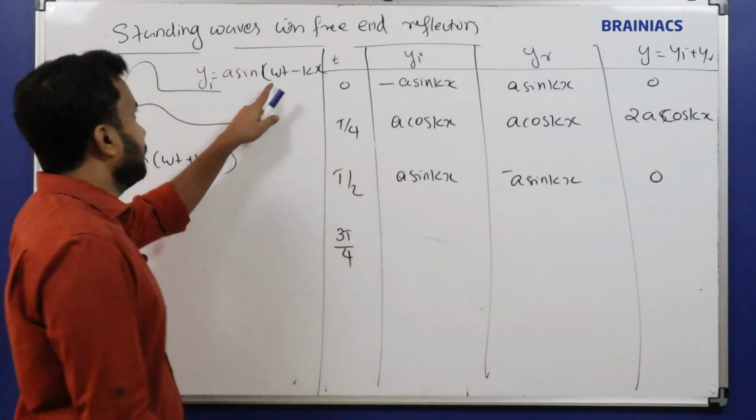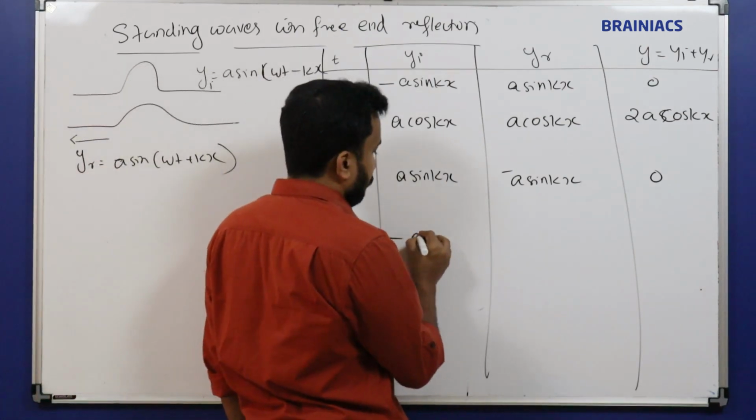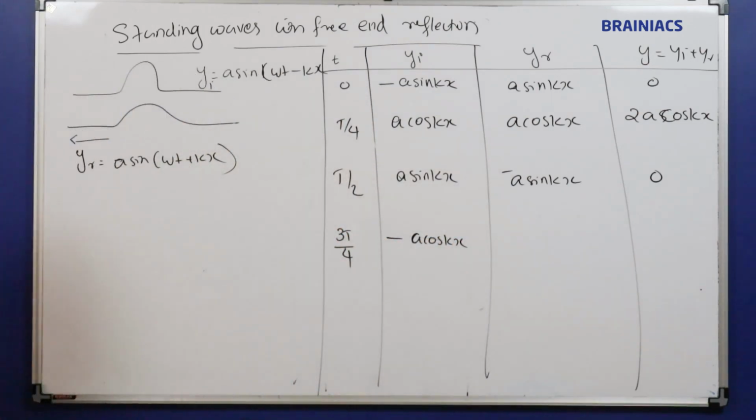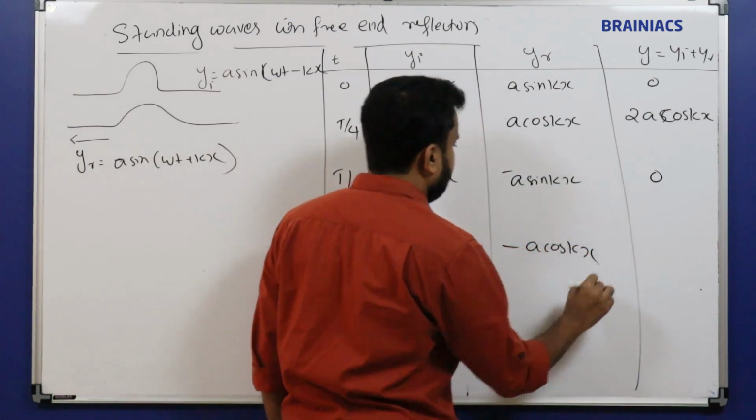Now at t is equal to 3T by 4. Give these values for small t: 3T by 4. When we give 3T by 4, what will you get? The quadrant will change, right? The quadrant changes, and when the quadrant changes, it becomes minus a cos kx, because it is 3 pi by 2 that comes. When pi by 2 is added, sin becomes cos. Even when 3 pi by 2 is added, it is the same, and this will also change to minus a cos kx. Any doubts over here?